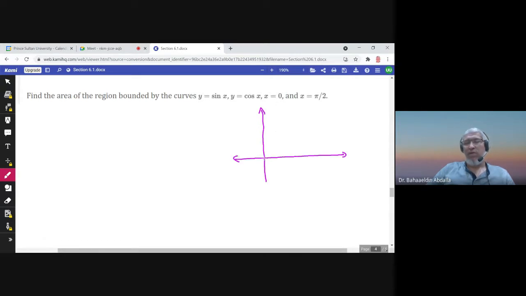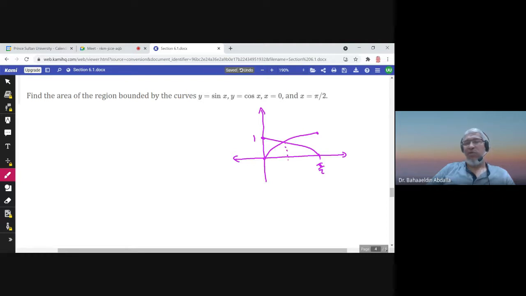So at 0, sine 0 is 0, cosine 0 is 1. At pi over 2, sine pi over 2 is 1, so the graph of sine goes like this. And cosine pi over 2 is 0, so the graph of cosine goes like this.